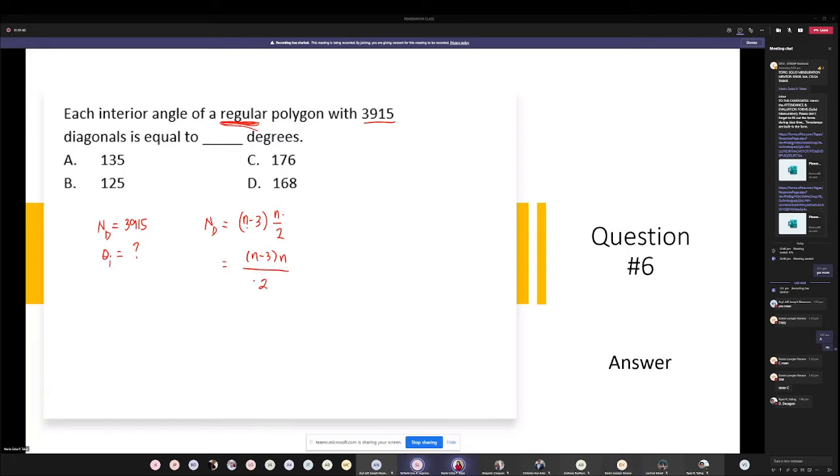There are two ways to solve for n. Either you plug in the 3915 first, then solve for n, or solve for n initially in terms of n sub d before you substitute the 3915. Simplify the equation first before putting the 3915. If you're used to putting first the 3915, or whatever is given, before you solve for the unknown, you may also do that.